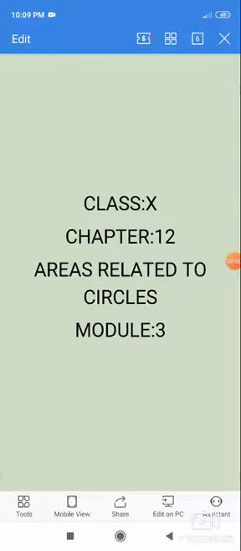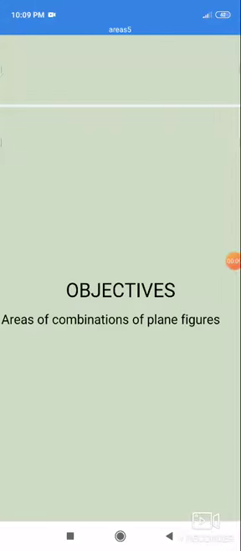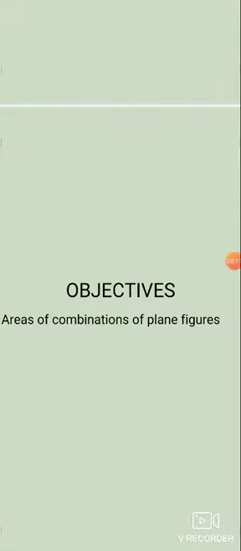Class 10, Chapter 12, Areas Related to Circles, Module 3. Objectives. In this module, you will learn about areas of combinations of plane figures.